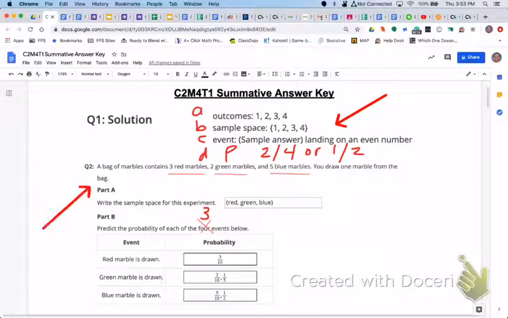If we move on to question number 2, a bag of marbles, we have 3 red, 2 green, and 5 blue. The sample space is going to be red, green, and blue for part A. And then for part B, if we look at the probability for the 3 events, red is going to be 3 out of 10, green 2 out of 10, or if you simplified, 1 out of 5, and blue 5 out of 10, or 1 out of 2.